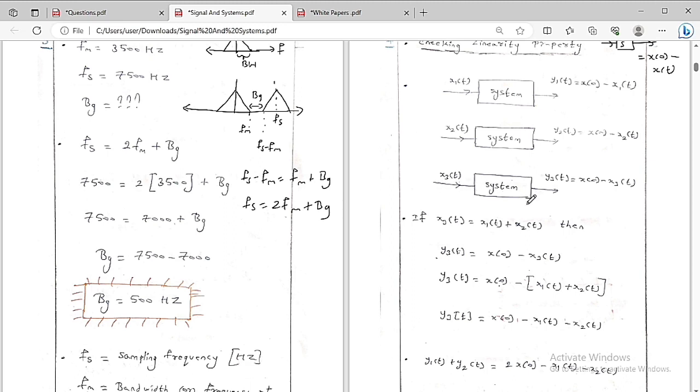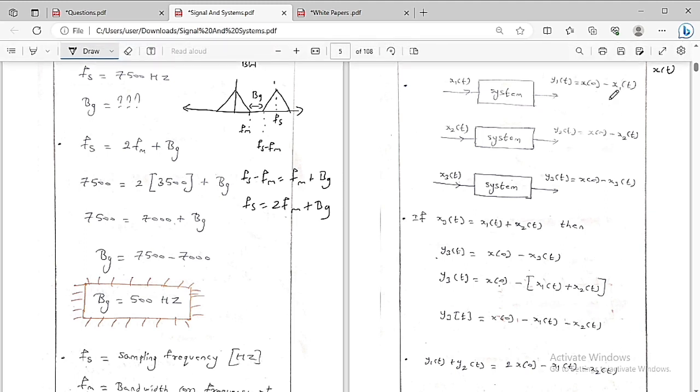Now we need to check whether this output is a summation of the two previous outputs or not. Taking the summation of these two outputs, y1 of t plus y2 of t, we finally get 2 into x of 0 minus x1 of t minus x2 of t. If you see clearly, these two are not the same. Here x of 0, here 2 into x of 0. So both are different.